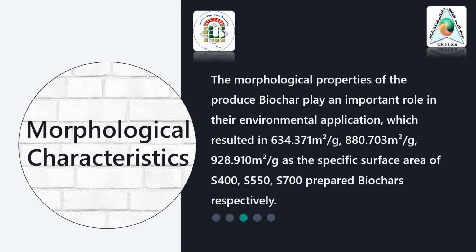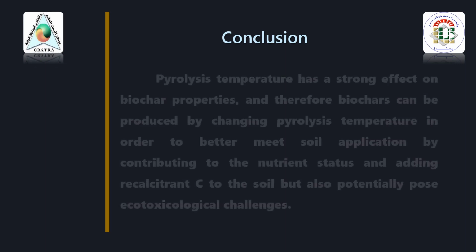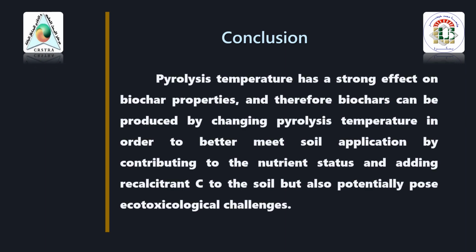The morphological properties of the produced biochar play an important role in their environmental application, which resulted in 634.371 square meters per gram, 818.703 square meters per gram, and 928.91 square meters per gram as the specific surface area of S400, S550, and S700 prepared biochars, respectively.